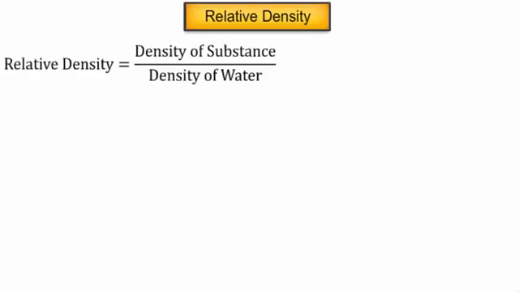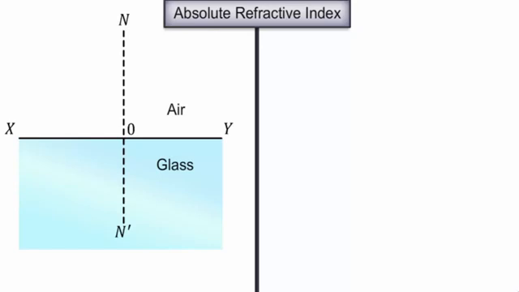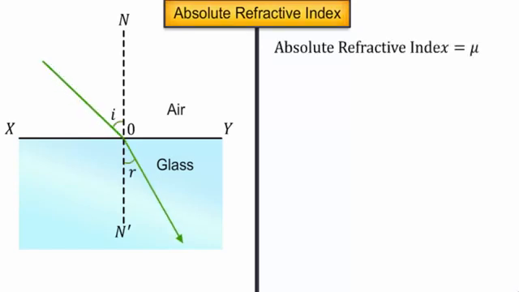For example, relative density is the ratio of the density of a substance to the density of water. As it is the ratio of two identical quantities, it does not have any unit. Therefore, the quantity relative density does not have any dimensional formula. Another example is absolute refractive index, mu, of an optical medium, which is the ratio of the speed of light in air or a vacuum to the velocity of light in the given medium.